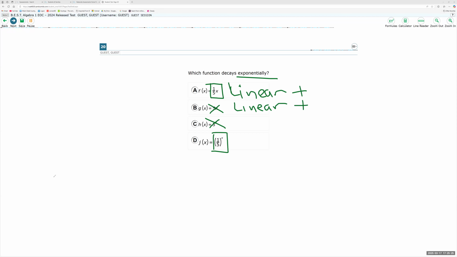This is exponential, but it's growth. The parenthesis raised to a power of x is less than 1. And such a parenthesis is raised to the power of x, so that's exponential. Exponential decay, to be exact. The answer is D.